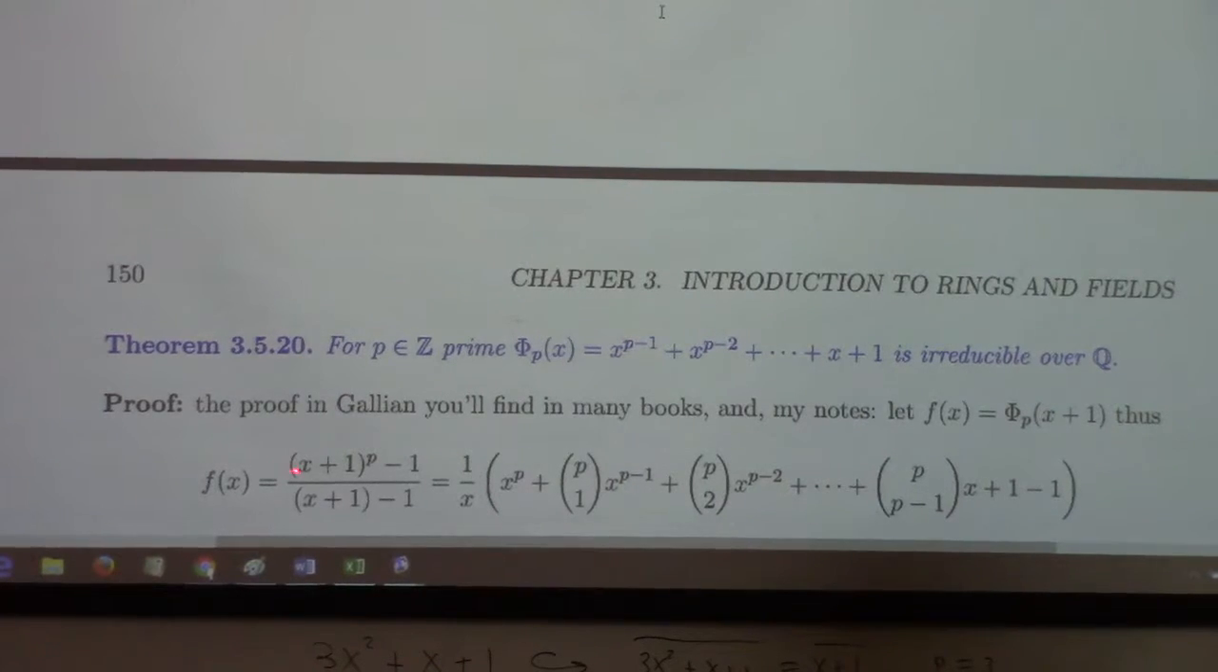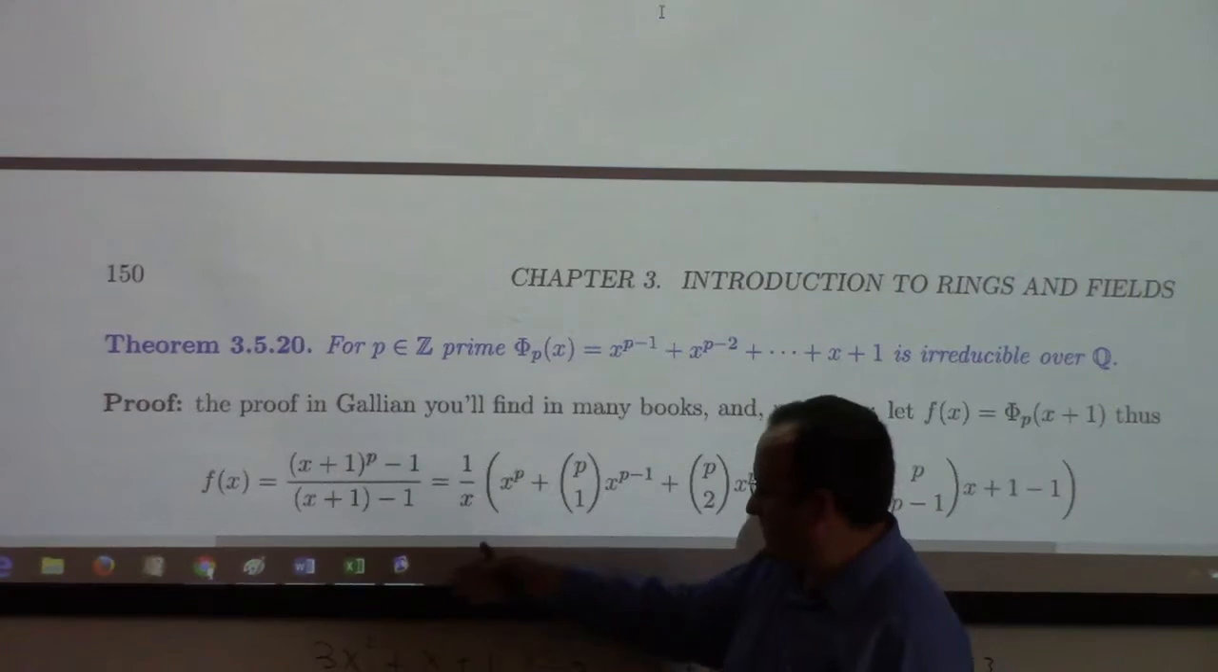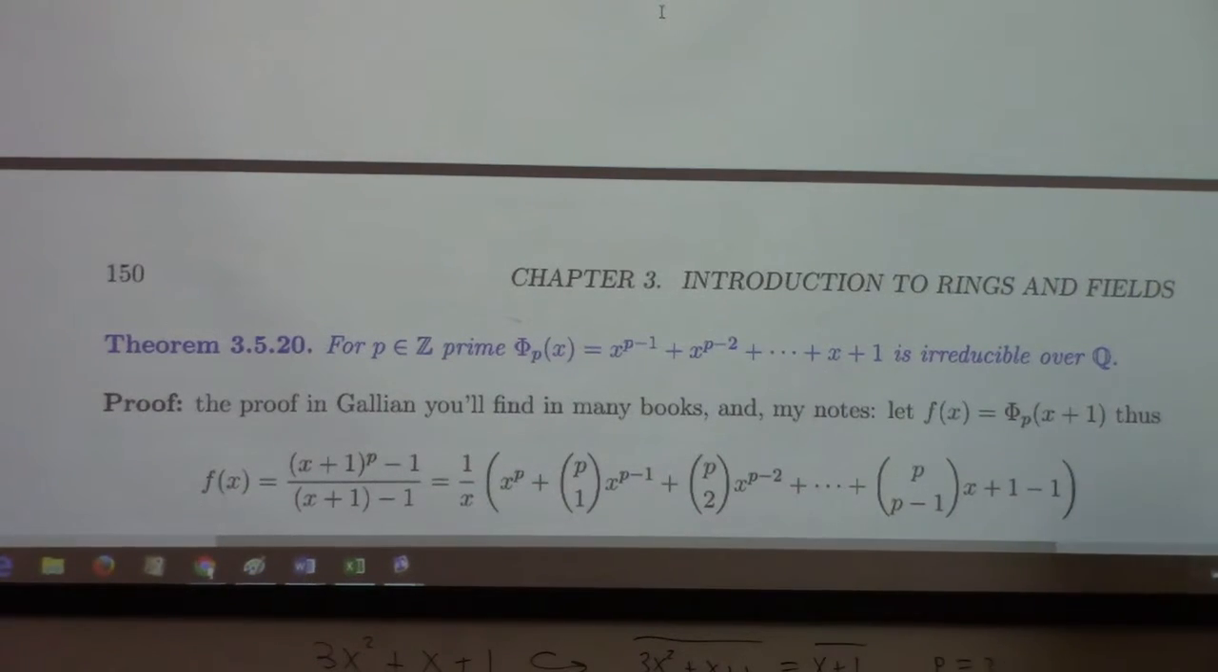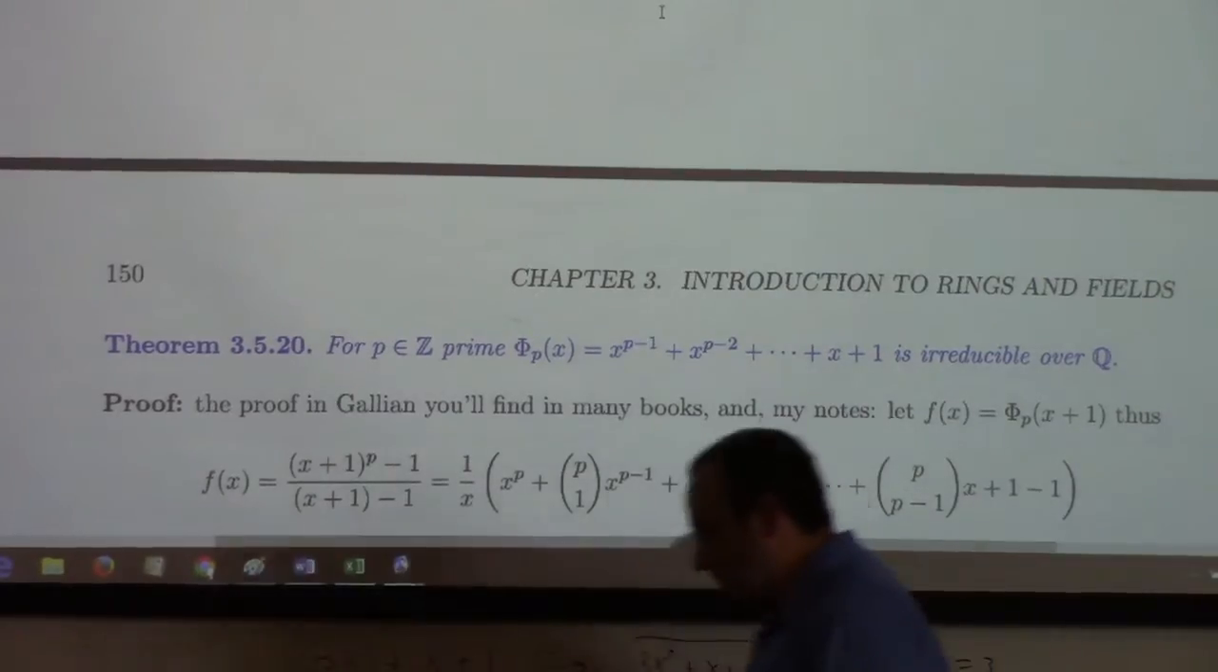Then upstairs, you expand this with the binomial theorem, x plus 1 to the p is this. And then you subtract 1, so the 1's cancel, right? So then what happens? These x's reduce. So you have x to the p minus 1 plus, well, anyway, let me scroll down here a bit.